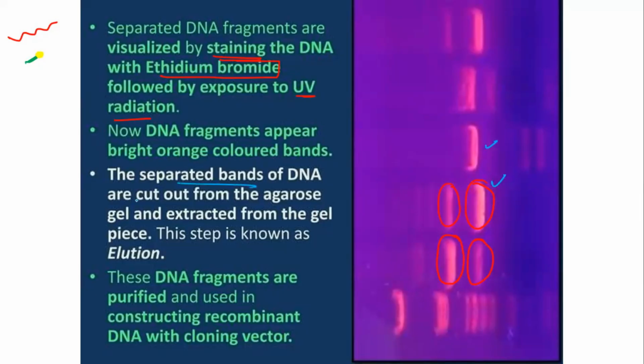The separated bands of DNA are cut out from the agarose gel. This is the agarose gel, and the DNA is extracted from the gel piece, which is known as elution. So if you find that this particular band is the gene of interest, we cut this gel part and extract the DNA from that area. That is known as elution, like a purification. These DNA fragments are purified and used in constructing the recombinant DNA with a cloning vector.